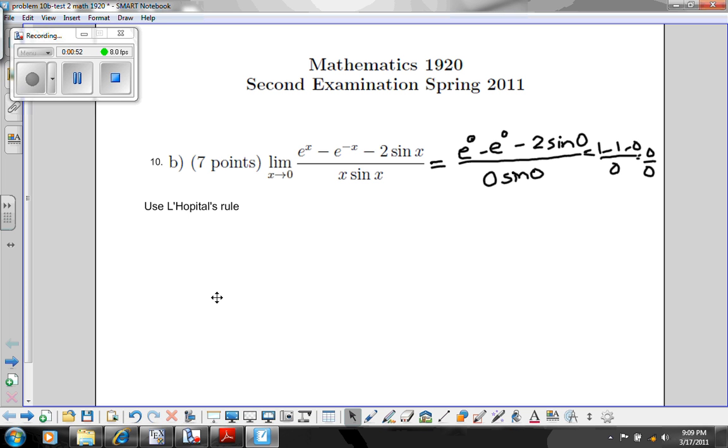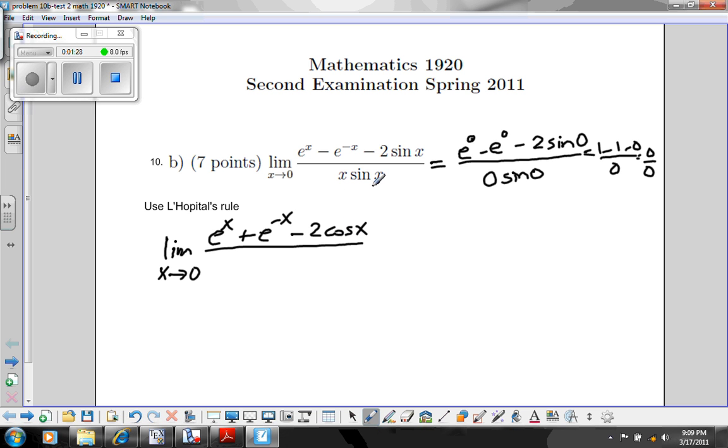L'Hopital's rule says what you do is you just find the limit of the derivative of the numerator over the derivative of the denominator. So we get the limit as x tends to 0. Derivative of e^x is e^x, minus the derivative of e^(−x), which is e^(−x) times the derivative of −x, which is −1. So this changes to e^x plus e^(−x), minus 2 times the derivative of sin x, which is cos x.